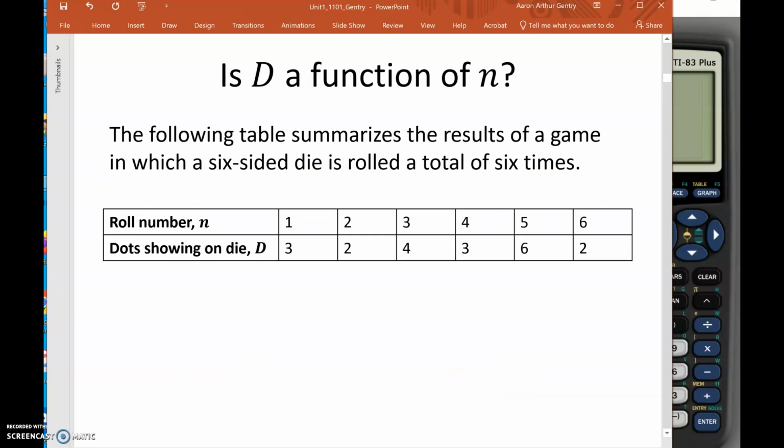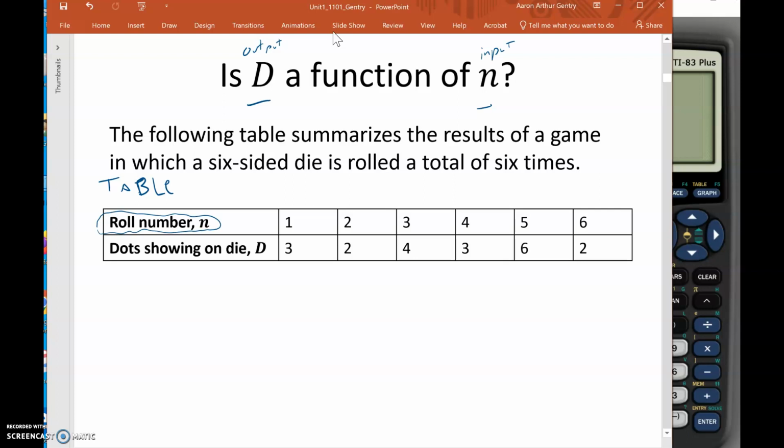So here is a table, right? So if this is a function, it's going to be defined tabularly, right? And the question is, is d a function of n? So this is saying, is d, whatever d is, since it's coming first, that's going to be the output. So n will be the input. Now, what do d and n stand for? Well, let's read the rest of the slide. So the following table summarizes the results of a game in which a 6-sided die is rolled a total of 6 times. So n is the number of dots showing up when you roll the die.